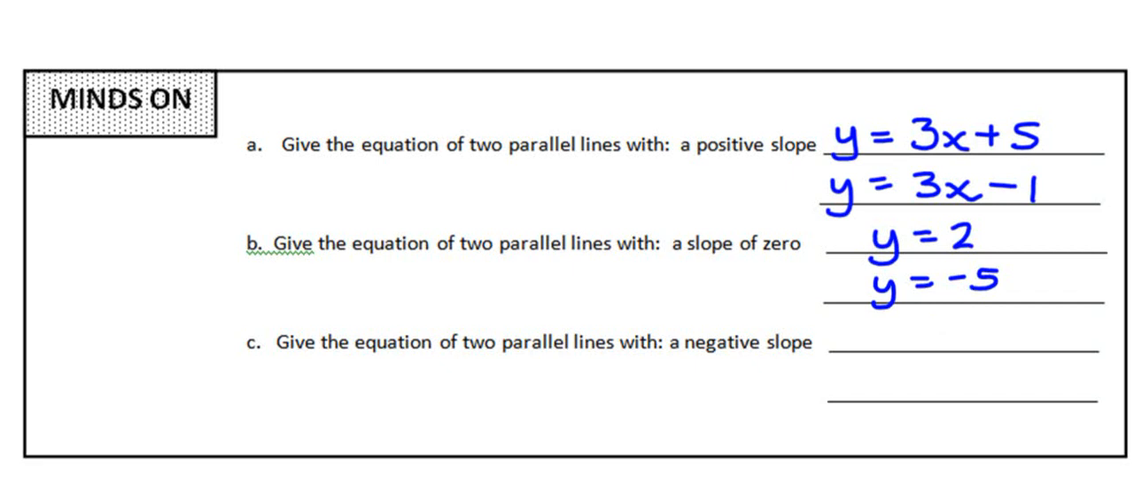Last one, give the equation of two parallel lines with a negative slope. So that's going to be similar to the first one. But of course your numbers are going to be negative. So it could be y equals negative a half x minus 6, and y equals negative a half again, x plus 6. How about that? All right, but again, your answers might look different and still be right. Okay, let's look at the lesson.